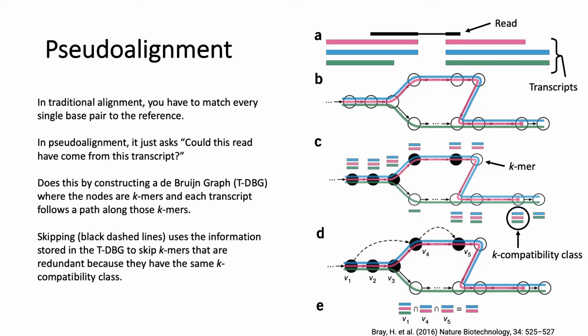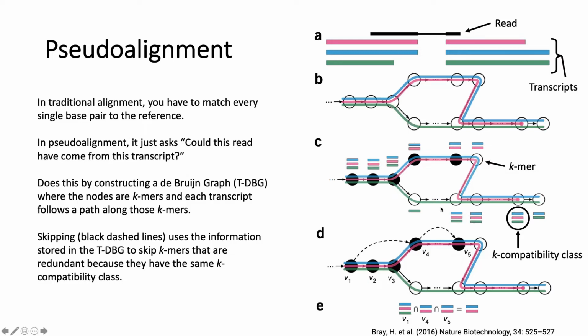The way it does that is it constructs a De Bruijn graph where the nodes of the graph are actually k-mers rather than just single bases, and each transcript follows a path along those k-mers. So trying to illustrate it here, this is from the paper where they first demonstrated this. We have this black line at the top, which is the read, and then these colored lines are the transcripts, and each of these circles is a k-mer. You can see each transcript follows a path along this De Bruijn graph where it is intersecting with certain k-mers. Some transcripts share all of the k-mers and some diverge in some sections. That's what basically creates these k-compatibility classes.